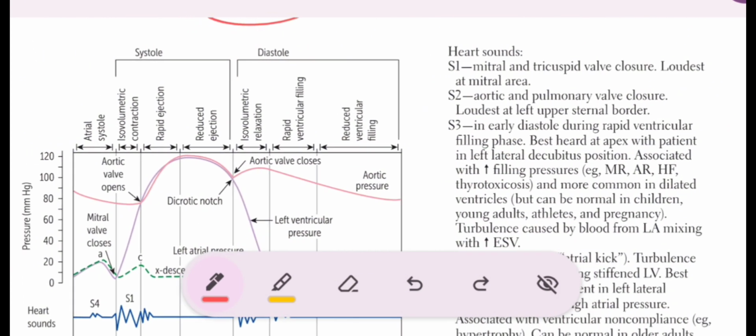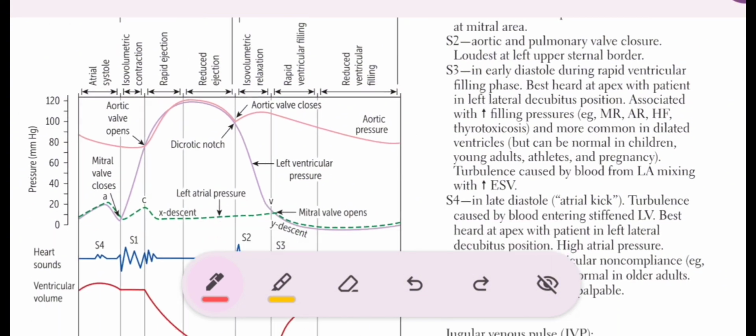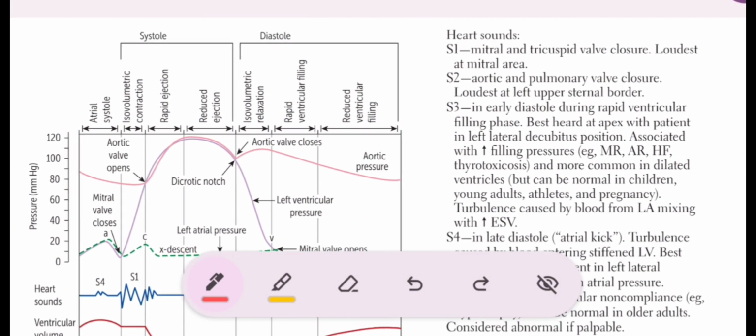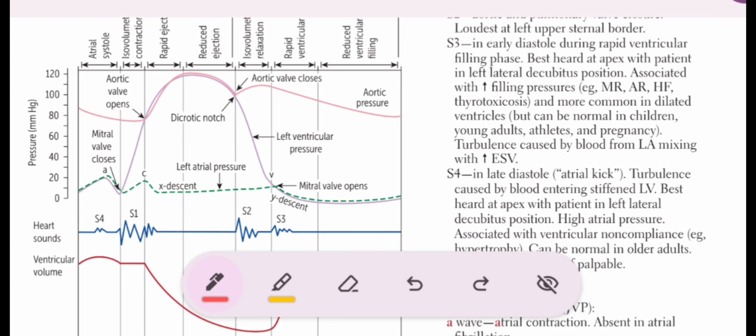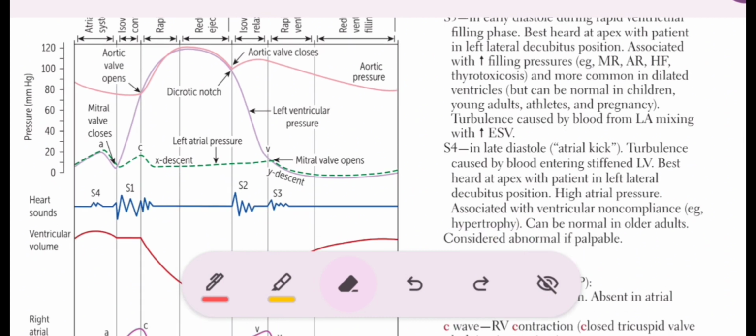Then we have heart sounds. There are normal heart sounds, that is S1 and S2. S3 is normal during certain conditions, however S4 is always pathological. So S1 is the sound that is produced during the closure of mitral and tricuspid valves. S2 is the sound that is produced during closure of aortic and pulmonary valves. S3 is the early diastolic sound. It is normal during certain conditions such as young adults, athletes, and pregnancy. However, it may be pathological in old patients.